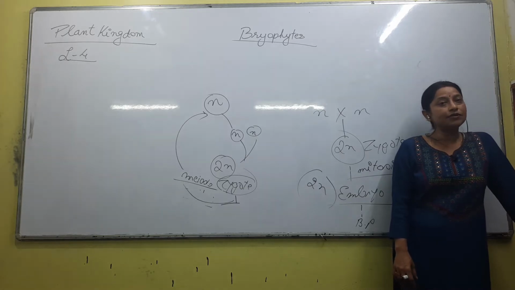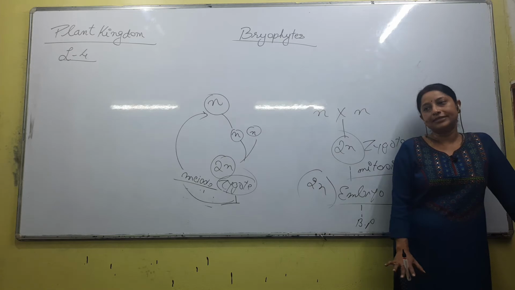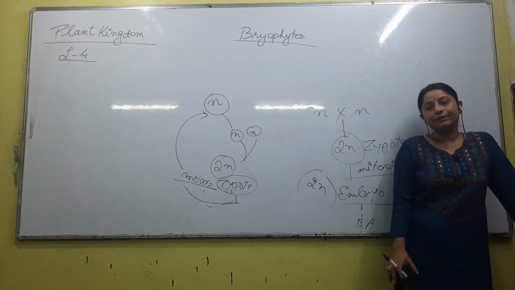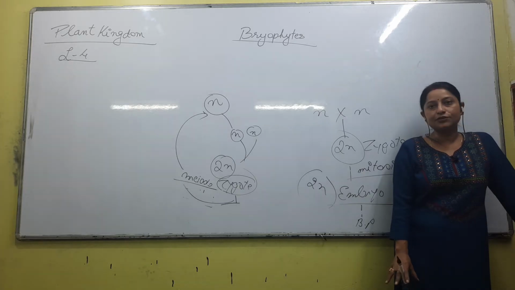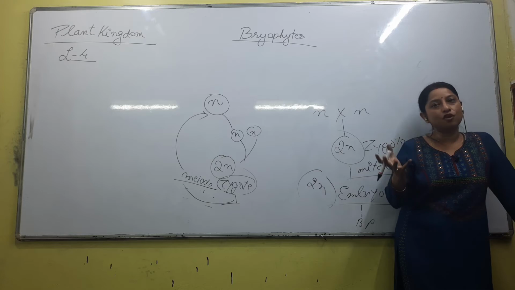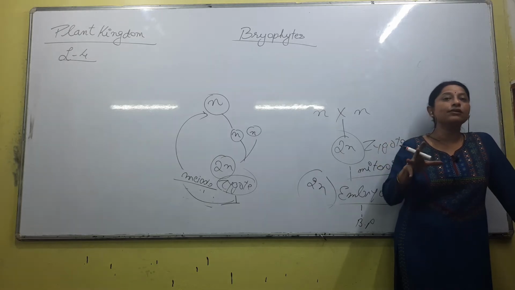First, what is gametophyte? A plant bearing gametes. What is sporophyte? A plant bearing spores or producing spores. Plant body of Bryophyte is what? Gametophyte. It will produce gametes. Gametes will fuse. Ultimately, they will form a structure. That structure would be called the sporophyte.